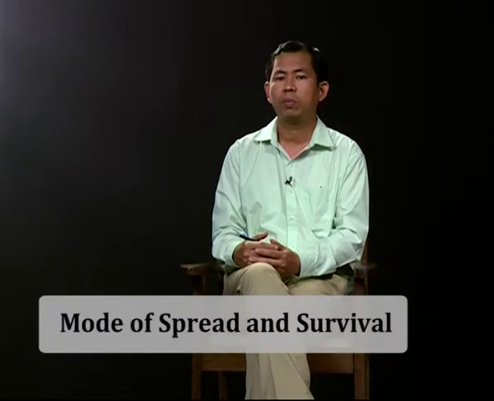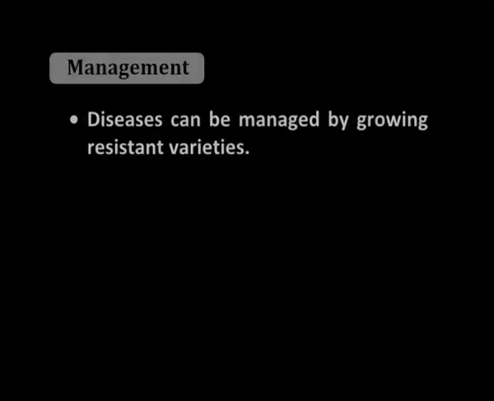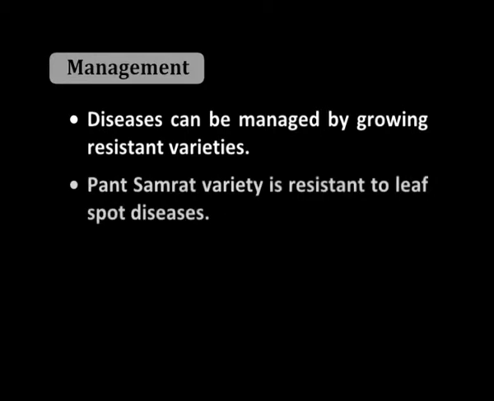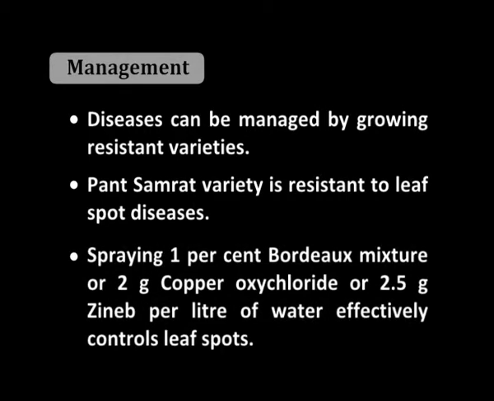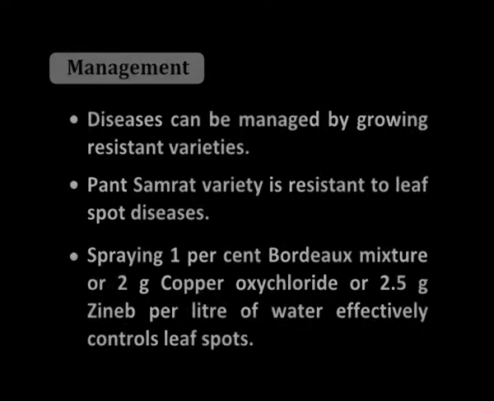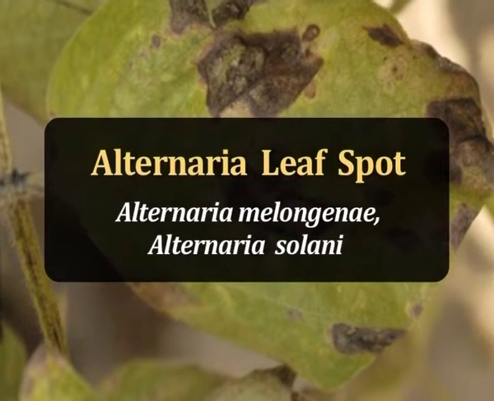Next is the mode of spread and survival. The disease is spread by airborne conidia. Now coming to the management of the disease. The disease can be managed by growing resistant varieties. Pan Samrat variety is resistant to leaf spot diseases. Spraying 1% Bordeaux mixture or 2 gram copper oxychloride or 2.5 gram Indofil M-45 per liter of water effectively controls leaf spots.